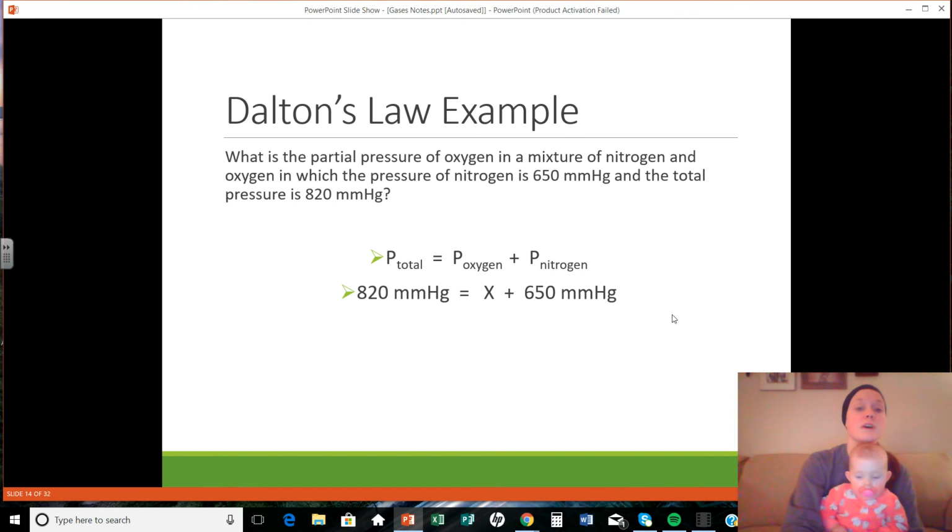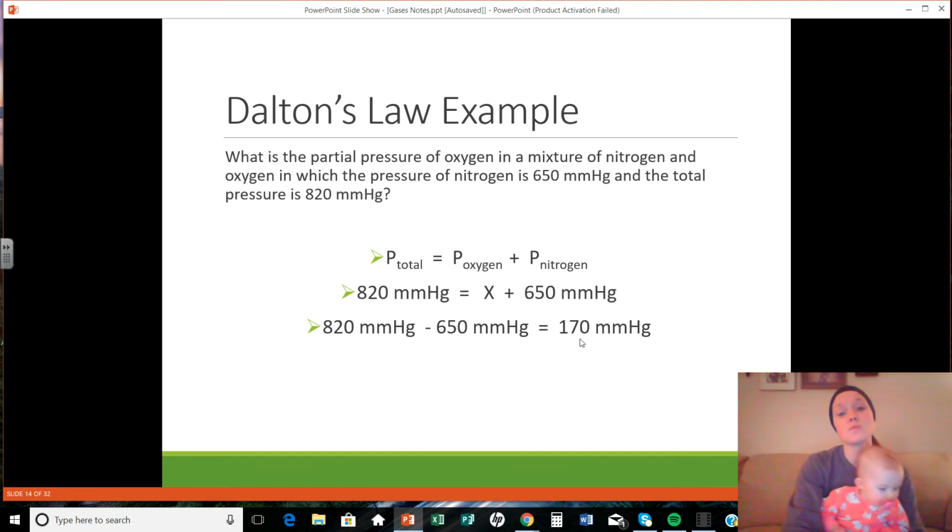And we can plug in our values from our word problem above. Total pressure is 820 millimeters of mercury. Nitrogen had a partial pressure of 650 millimeters of mercury. And then we're looking for oxygen's partial pressure. When we solve for X, we can figure out that the partial pressure of oxygen in this mixture of gas is 170 millimeters of mercury. So this is how much pressure the oxygen is exerting from that mixture.